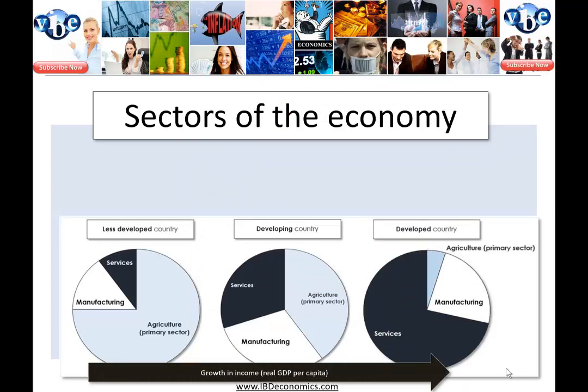So, less developed country, developing country, developed countries. Growth in income is what essentially defines the differences between these three different types of economies. And we can see the effects there on the agriculture, manufacturing, and services sector as income increases. And this is all related to YED, income elasticity of demand.